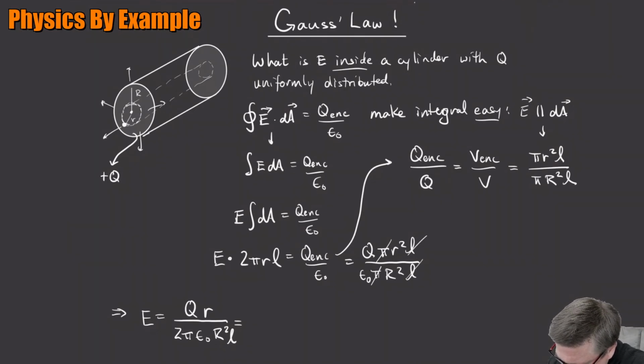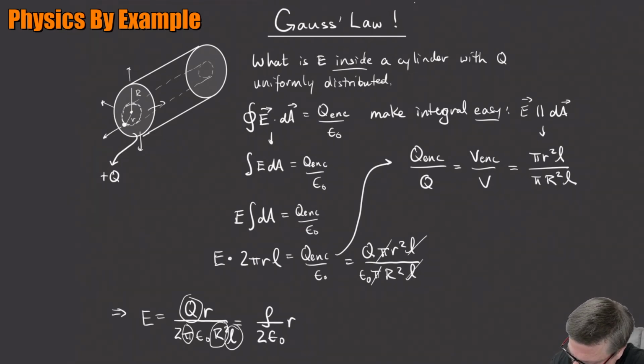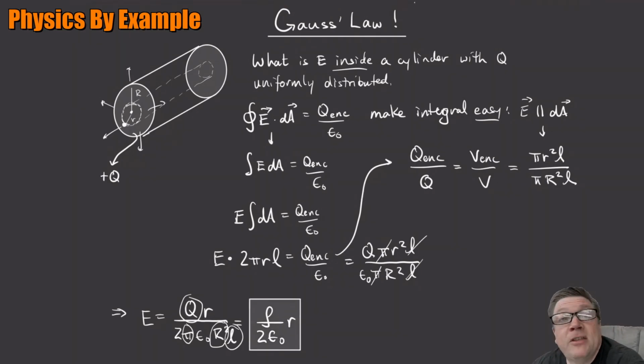So let's see. If we look at this, I've got a Q and I've got a pi r squared L. That's like the volume of the thing. So Q divided by volume is like a volume charge density, and we called that rho. So another way to write it, though we were already done, is the volume charge density over, what do I have left, 2 epsilon naught times r. Just another way to write it. So that's if we're inside.